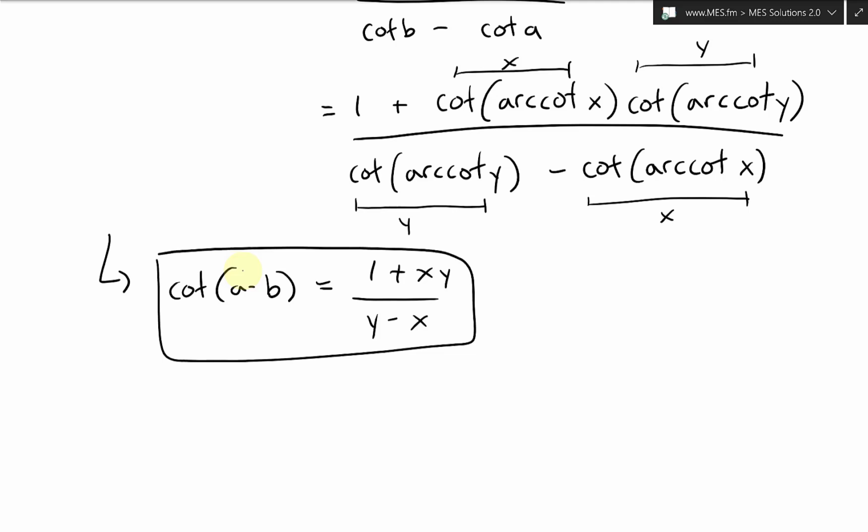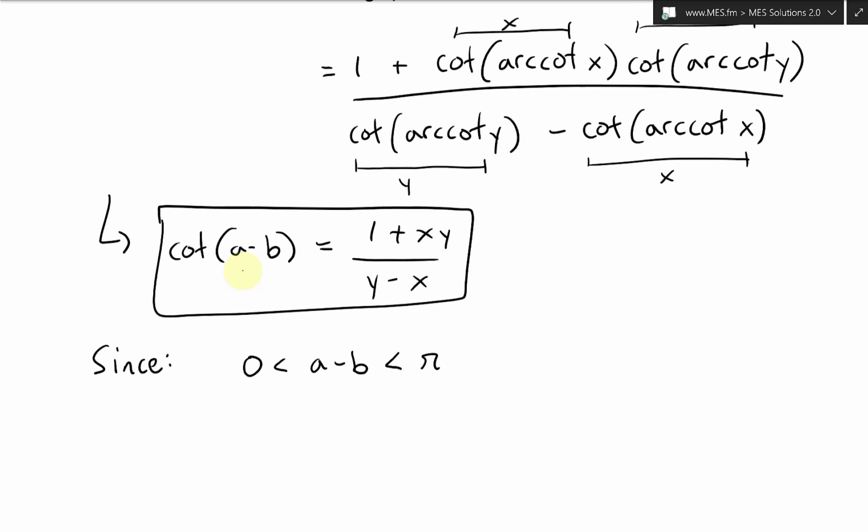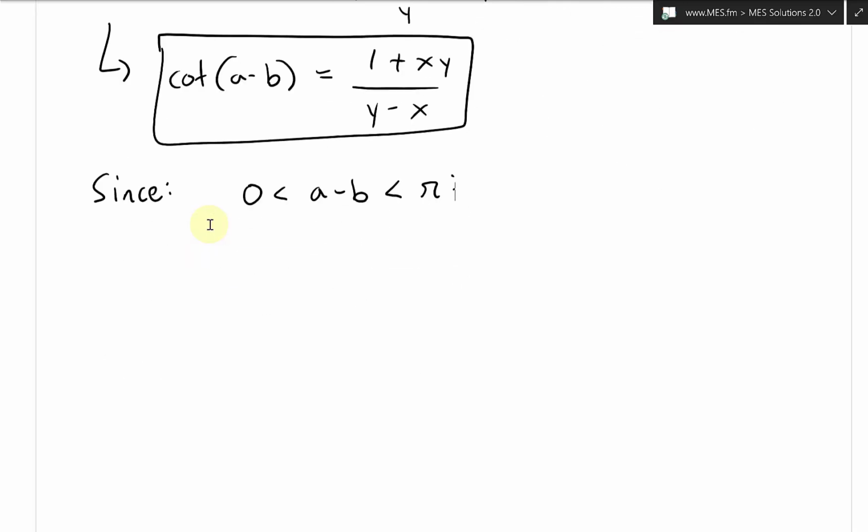So that is that. Now we're going to take the arccotangent. Since we defined theta, or a minus b, to be between 0 and pi, we can take the arccotangent of both sides. So just take the arccotangent of both sides, or obviously just switch this over. This equals the arccotangent of this.